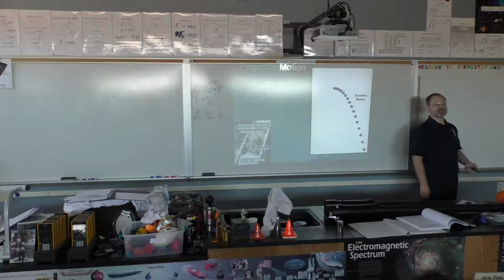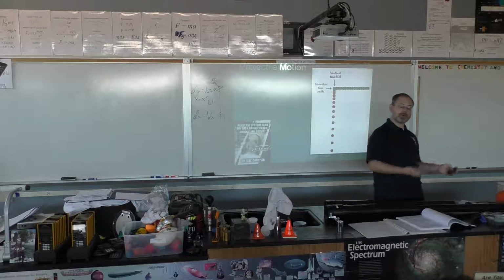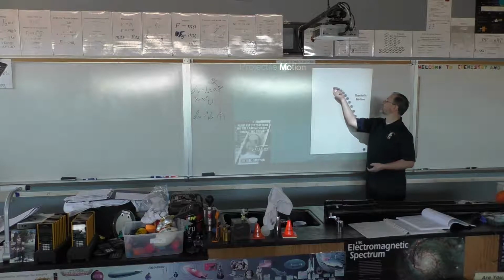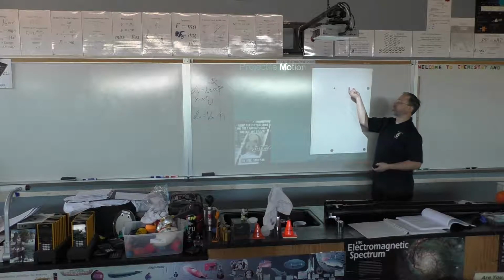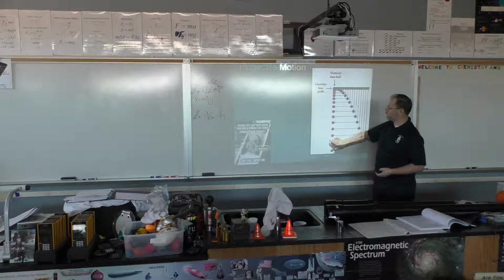The simulation will ask you to draw the vectors: the horizontal velocity vector, the vertical velocity vector, and the resultant velocity vector. The horizontal velocity vector is going to be the same length at every point in time, and the vertical velocity vector is going to get bigger as it travels down.